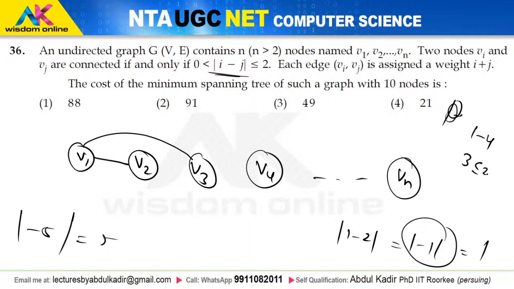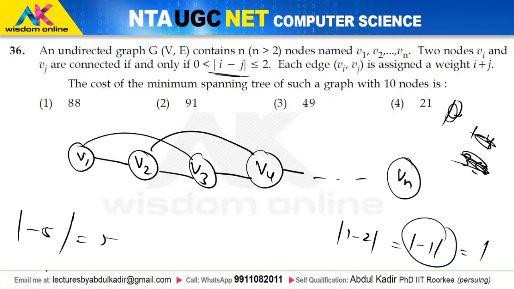So 3 is not less than or equal to 2. That's why v1 is not connected to v4, and v1 is not connected to v5. We can say that v1 is connected to v2 and v3. Now v2 is connected to v3, v2 is connected to v4, v3 is connected to v4, v4 is connected to v5, and so on. So this is the graph we have.